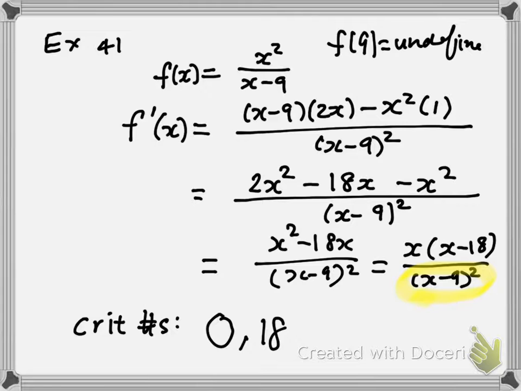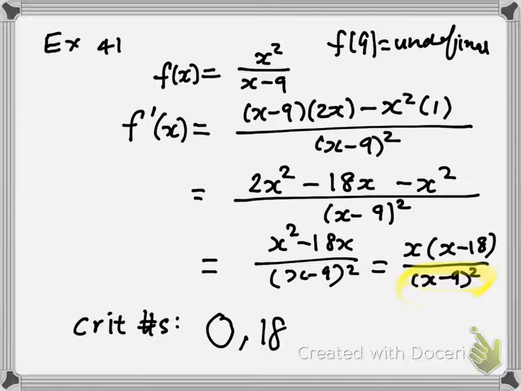However, it is still necessary to put a 9 for a vertical line because it makes f prime undefined. So it is still necessary to have 9 as the vertical line. So remember that it's not just 0 and 18. We need to put 0, 18, and 9.